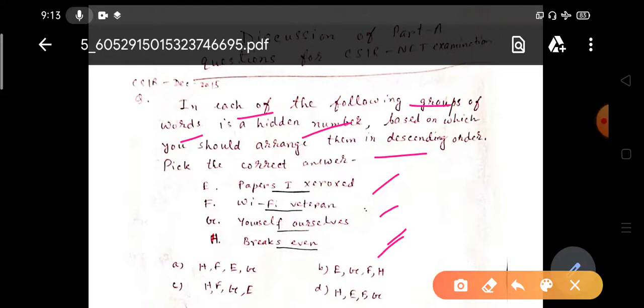So the first word is papers 1 xeroxed, the second is Wi-Fi veteran, the third is yourself ourself, and the fourth is breaks even. So in paper 1 xerox, there is SIX, 6, here. In Wi-Fi veteran, FIVE, 5, here. In yourself ourself, A4 you are, 4 here. In breaks even, ACVEN, 7 here.